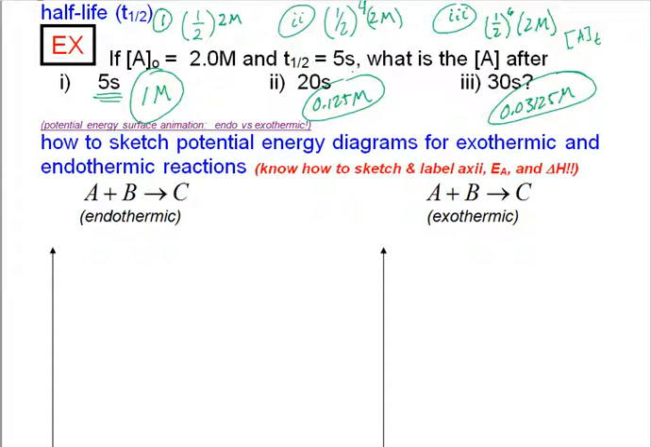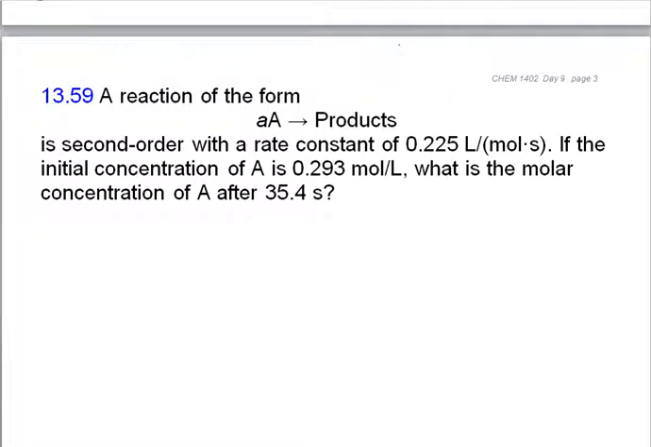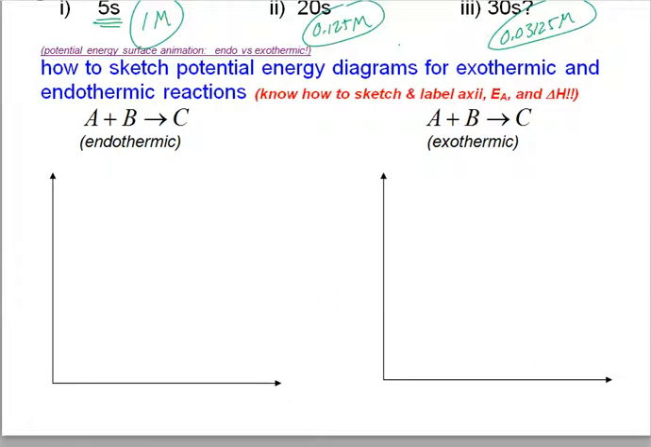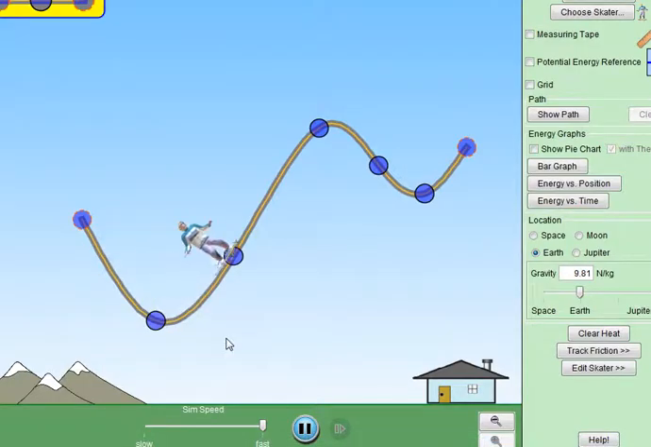Okay, so before we start working these questions that look like this, giving us all this information, where we have to pick an equation, there's one more conceptual thing they want us to talk about, and that's how to sketch potential energy diagrams for exothermic and endothermic reactions. Well, I want to show you this little skateboard dude first. Here's a skateboard dude. So this is the potential energy surface. He wants to go from here to over to here.